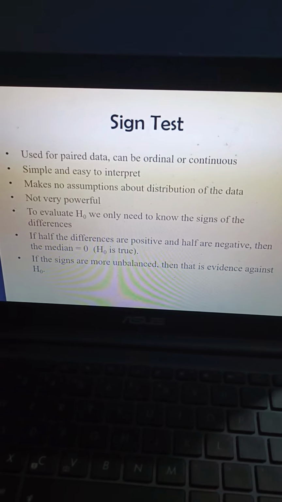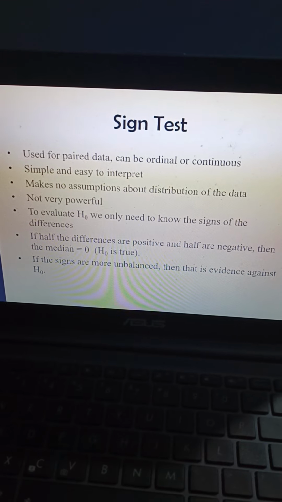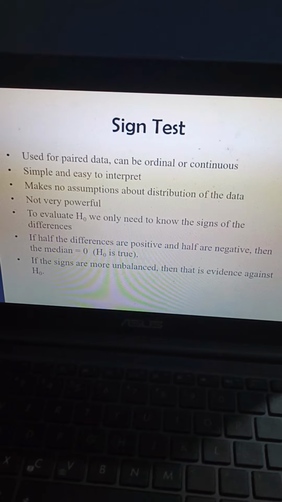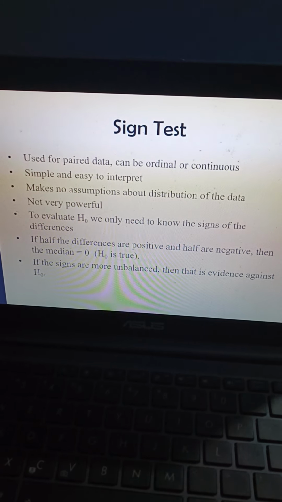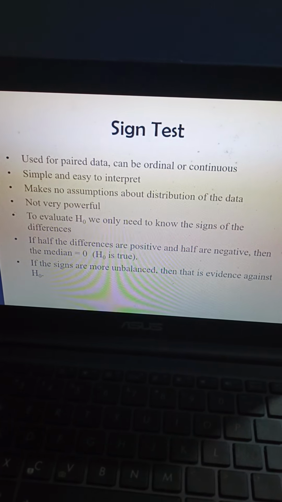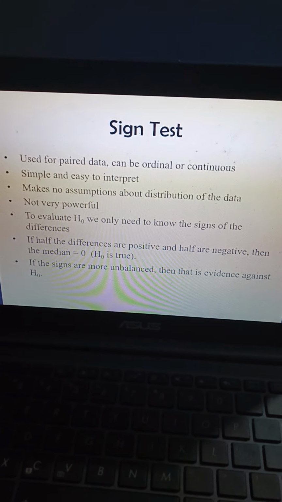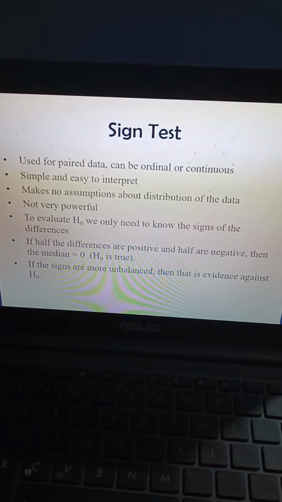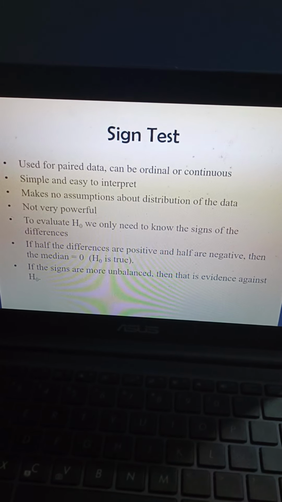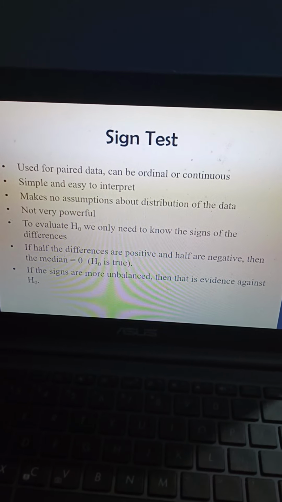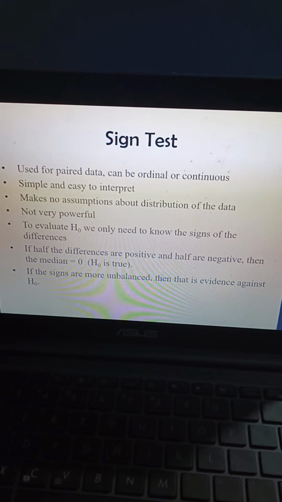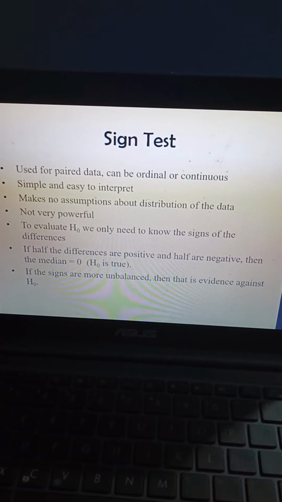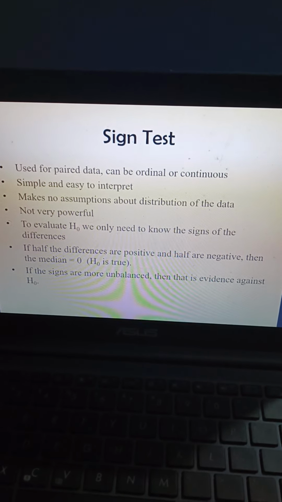Then coming to sign test, used for paired data, can be ordinal or continuous, simple and easy to interpret, makes no assumptions about distribution of the data, not very powerful. To evaluate H0, we only need to know the signs of the differences. If half the differences are positive and half are negative, then the median is equal to 0, H0 is true. If the signs are more unbalanced, then that is evidence against H0.